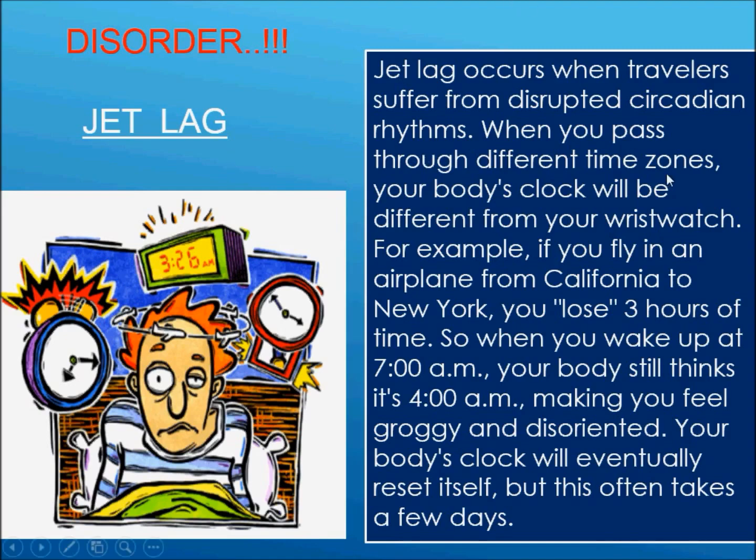When you pass through different time zones, your body clock will be different from your wristwatch. For example, if you fly in an aeroplane from California to New York, you lose 3 hours of time. So when you wake up at 7 a.m., your body still thinks that it is 4 a.m. only, and it makes you feel groggy and disoriented. Your body clock will eventually reset itself, but this often takes a few days, and that disorder is known as jet lag, when you travel from one time zone to another.